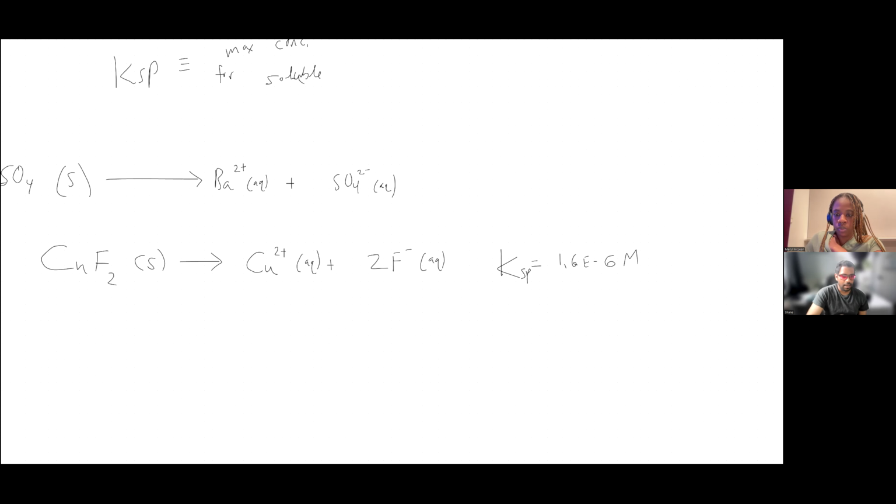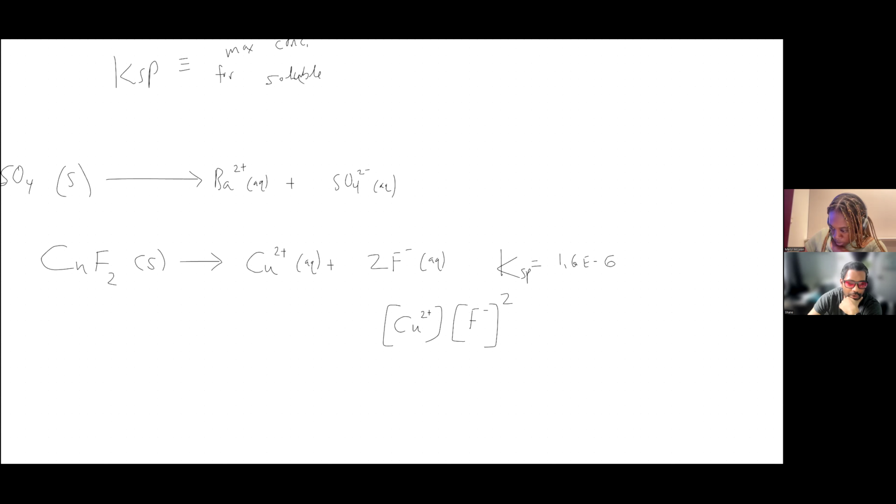These types of problems will often give you the reaction and the KSP value, and remember that all capital K stuff is based on the law of mass action, which is basically what? Products over reactants. Very good. So this could be Cu2 plus times F minus. And do you remember what we do if we have a coefficient here? You would put it to the second power. Perfect.